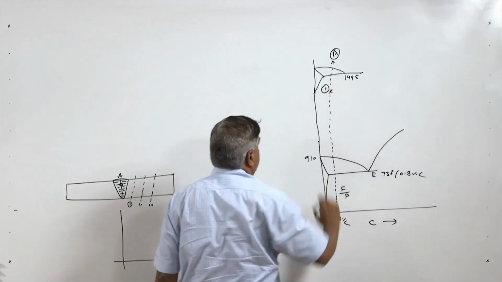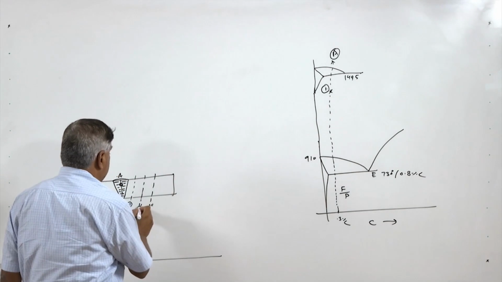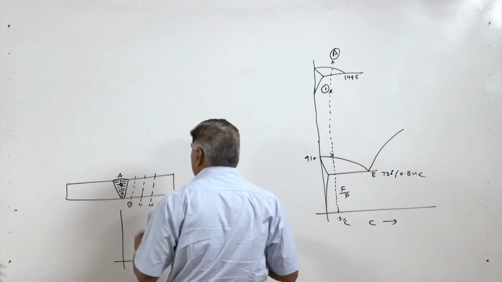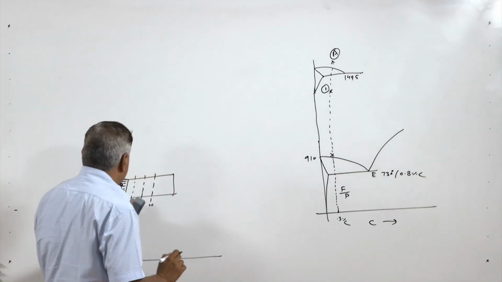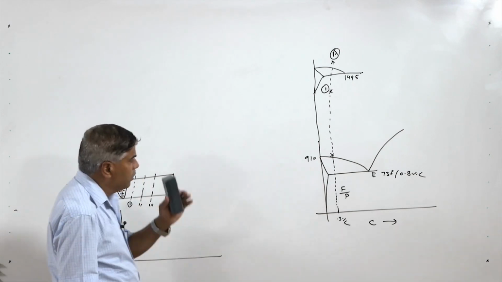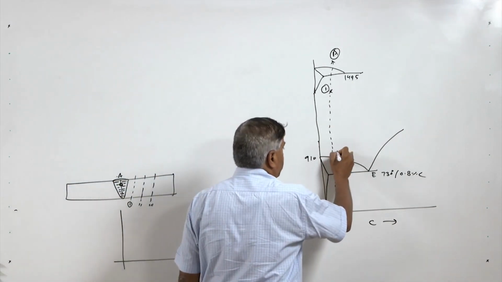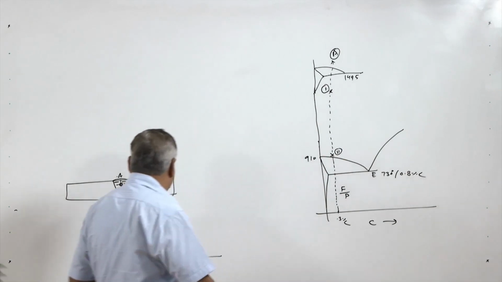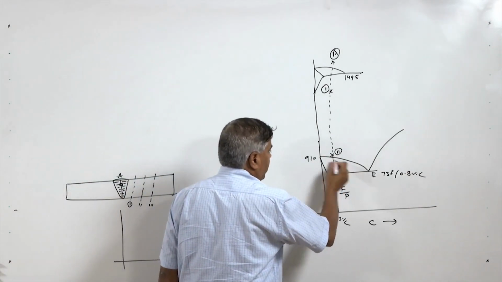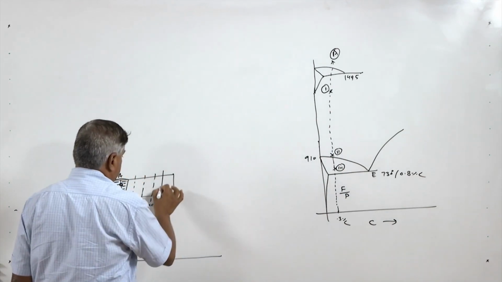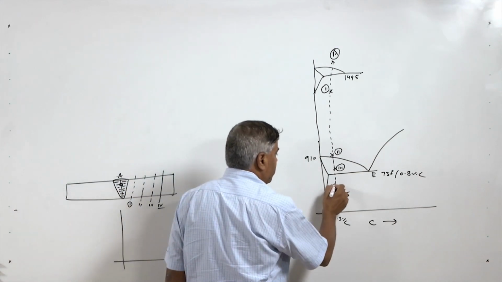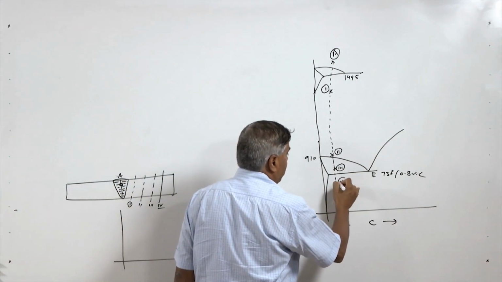So, the point 1 is this one. Let us take here, and the point 2 is farther away from the fusion boundary, so it will be experiencing lower temperature. Let us take the point 2 corresponding to this location, and then point 3 corresponding to this location, and the point 4 is this one, which will be experiencing a temperature further below the 730 degree centigrade.